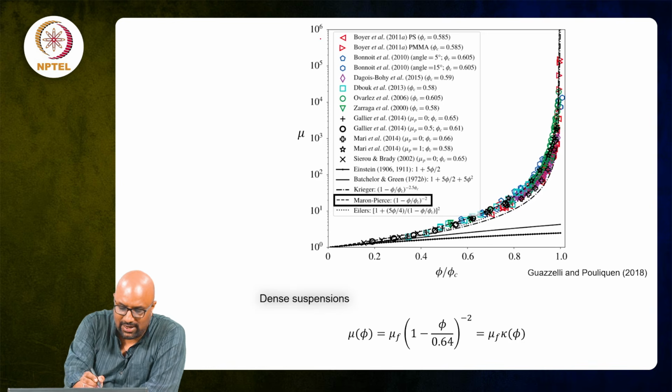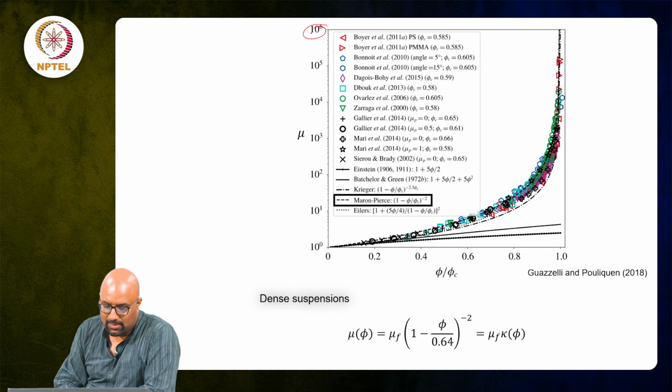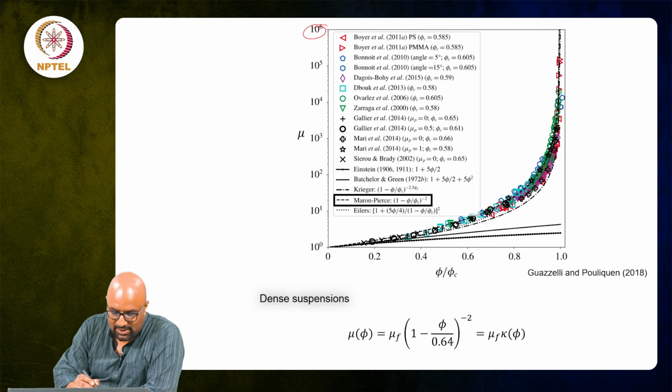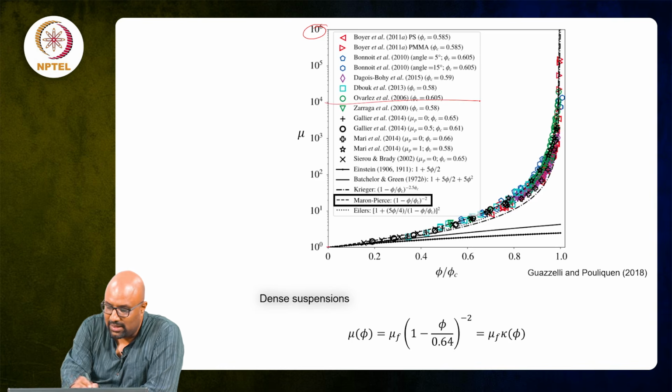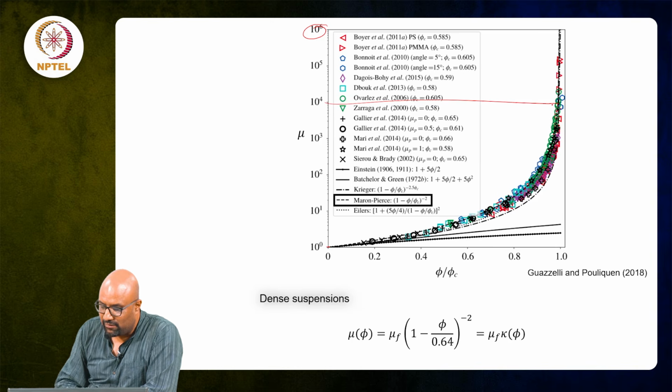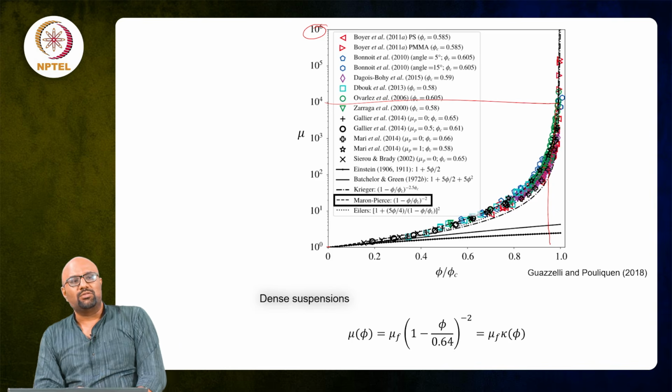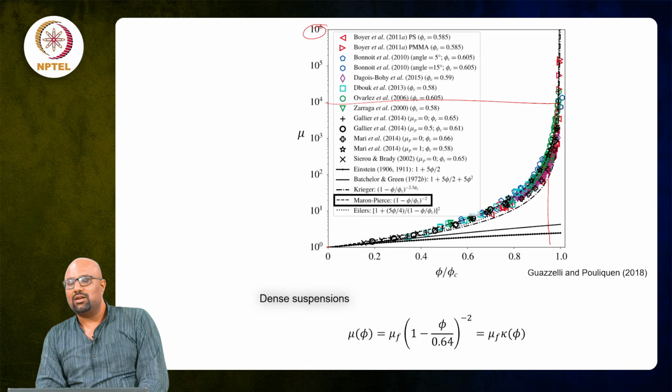You can see the values here, right? This is mu scaled by the solvent viscosity. So it is starting from a value of 1 and it can go to at least 10,000 times larger than your solvent viscosity when you are still a little bit away. So phi by phi c equal to 1 is if it is around 0.64. If you are saying that phi by phi c is equal to 0.9, you are still a little bit away from maximum packing, and you have already gone 10,000 times more viscous response than what your underlying fluid viscosity is.